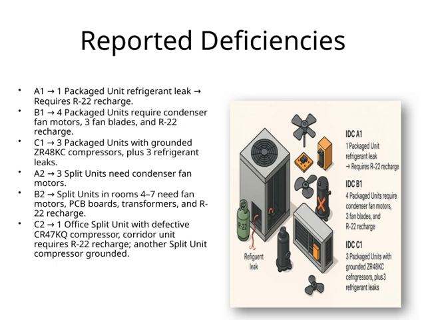Lastly, there's an office split unit with a defective CR47KQ compressor, which needs repair or replacement. The corridor unit also requires R22 recharge, and another split unit has a grounded compressor. These issues are critical because they directly impact the cooling efficiency and reliability of our systems. Overall, these deficiencies show us the ongoing challenges in maintaining optimal HVAC performance, and they underscore the importance of proactive maintenance and timely repairs to prevent bigger problems down the line.